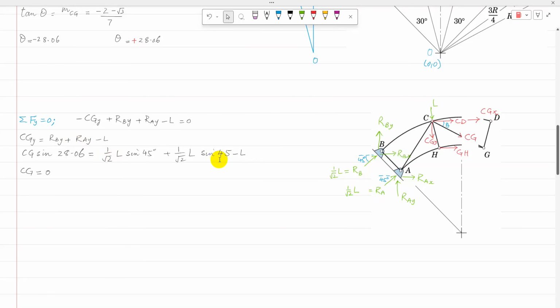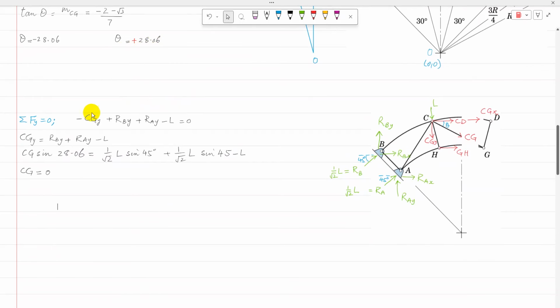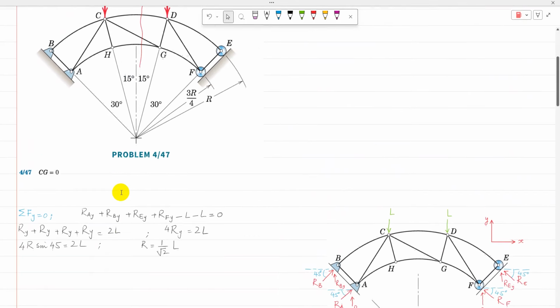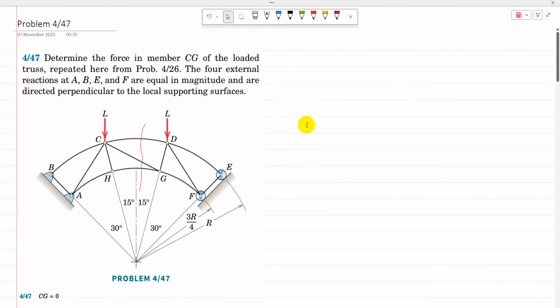Then substituting the value of theta, which is calculated as 28.06, and simplifying, the right-hand side becomes equal to 0. So 0 divided by sine 28.06 is 0. So the member force in CG is calculated as 0, and that is the answer. So thank you very much for watching.